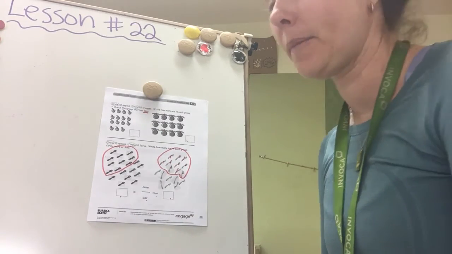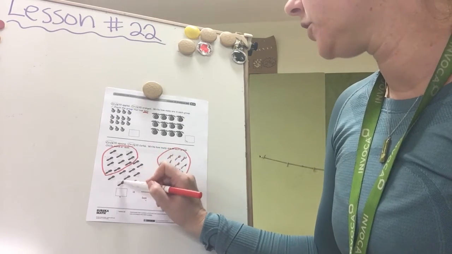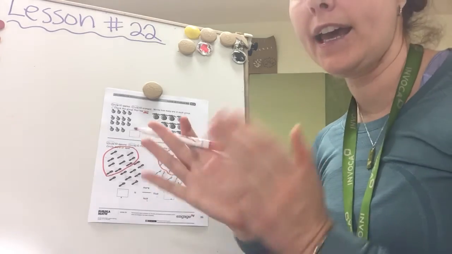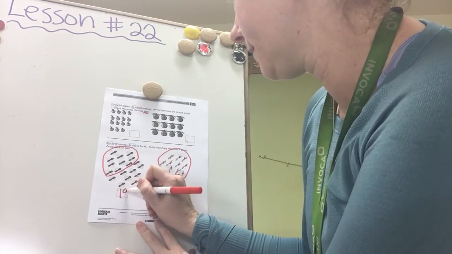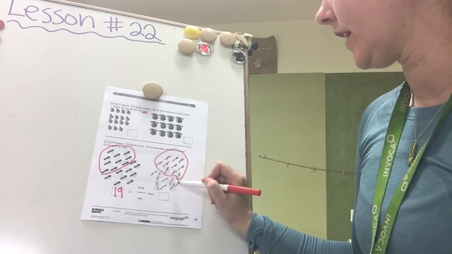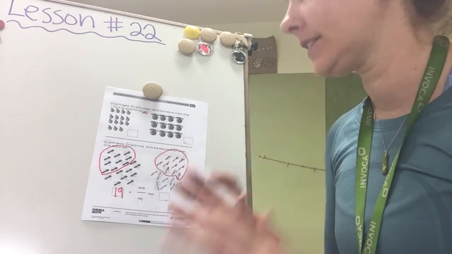Make sure you count them out. They're a little bit tricky. They're mixed up. So we have 1, 2, 3, 4, 5, 6, 7, 8, 9. 10, 9. 10, 9 is 19. Now we have our forks. 1, 2, 3, 4, 5, 6, 7, 8. 10, 8. 10, 8 is 18.